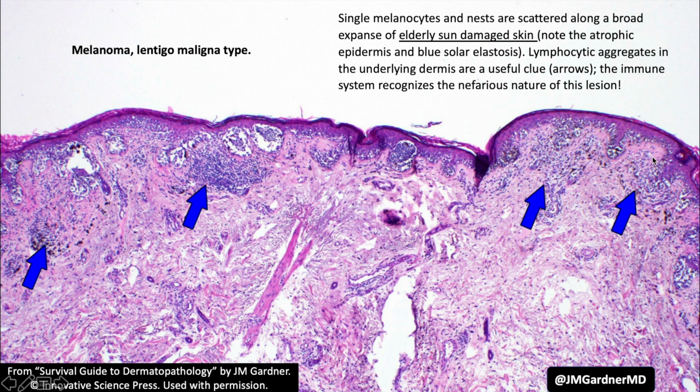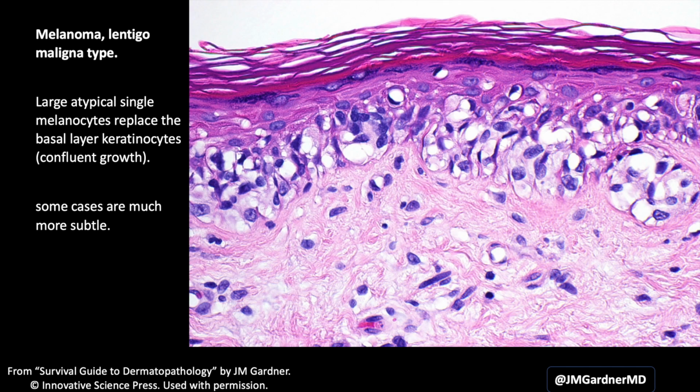Some examples are much more subtle and show only single cells with no nests, and those can be extremely challenging to diagnose. They tend to have areas where they will grow more densely, and then they'll skip, and then you'll find another area further away that has some more. And so skipping patchy growth along a broad zone of epidermis of single melanocytes in a sun-damaged face of an older patient, that really worries me for melanoma, okay? And also you often have lymphocytes attacking the tumor. This is a host response, and that can be a really helpful clue as well. And here you can see nice confluent growth, and these melanocytes are vacuolated, but sometimes it's more subtle than this.